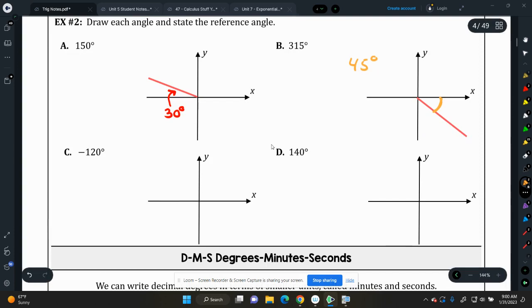Okay, negative 120. So we're going down this way. There's negative 90, negative 120. So the reference angle is this angle here. What's that going to be? 60 degrees, right? 120 plus 60 brings me to 180, which would be here. Okay, the last one, 140 degrees. There's 180. So it's going to be 40 degrees shy of that. So there's my reference angle, and that's going to be 40 degrees.